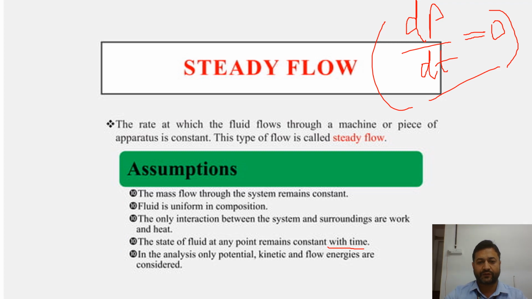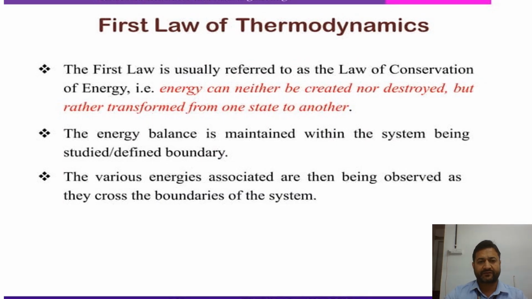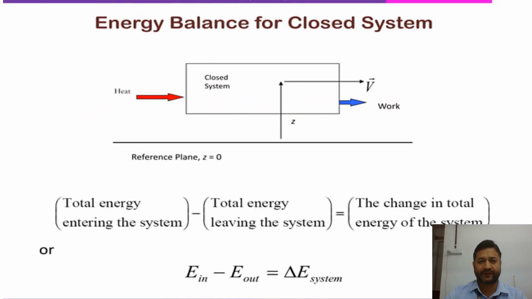Now we will go for a small derivation of the steady flow energy equation in a closed system. Then we will go for its applications. The first law definition we have already gone through: energy can neither be created nor destroyed, meaning the total energy will remain constant for a system. That is the basis for the steady flow energy equation. Now we are going to the derivation.